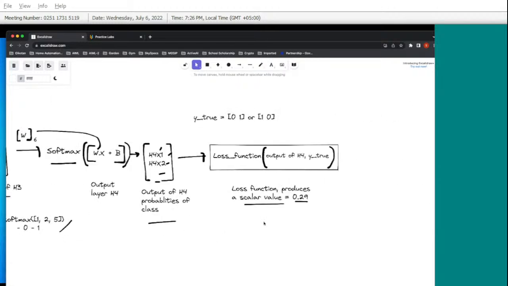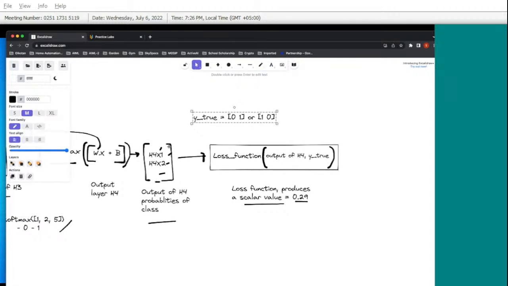The loss value will always be some number. I just randomly put 0.29. So how will you compute the loss value? Essentially, you take this and minus it with the actual output of this. It's not exactly a minus; it depends on what loss function you use.